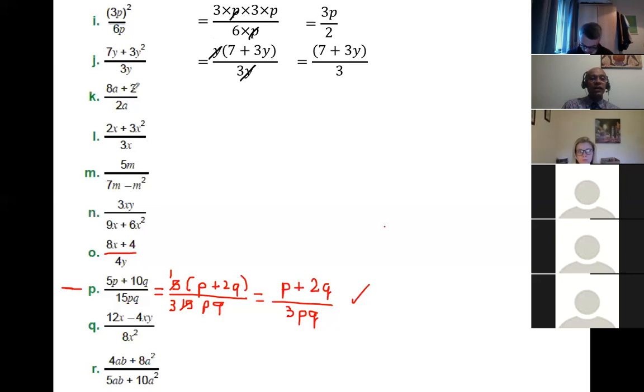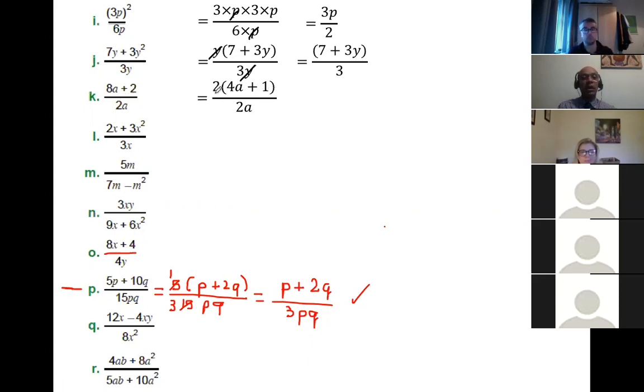Here I've got an 8a plus 2, and I've got a 2a. So 8 and 2 both go in the 2 times table. And because they both go in the 2 times table, four times 2, a. Yeah. 4 plus 1. So we're going to factorize with the 2. 2 times 4a plus 1 divided by 2a.